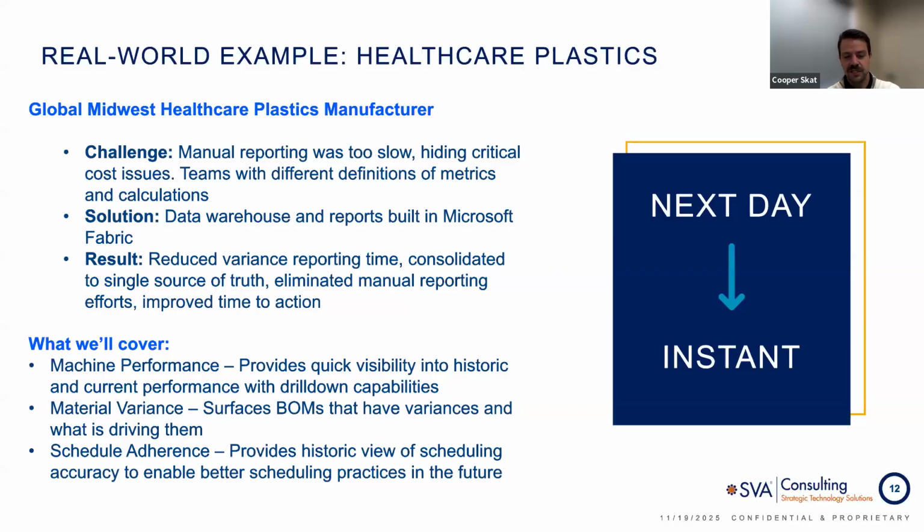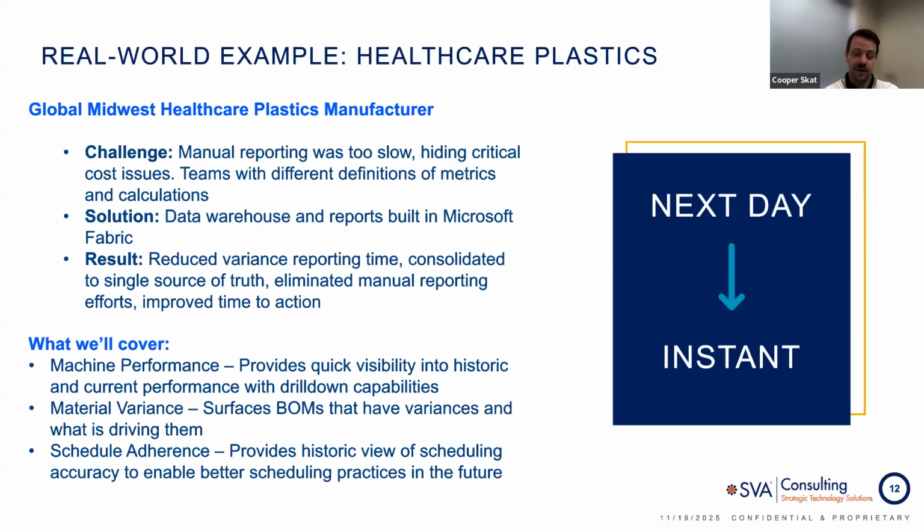We'll look at a material variance dashboard that shows us BOMs that are performing both poorly and positively on the variance side of things. We'll be able to see what's driving those variances. And again, by surfacing the most impactful BOMs first, we can direct our attention to what's most important that day. And finally, we'll look at a dashboard that gives us a view of our schedule adherence.